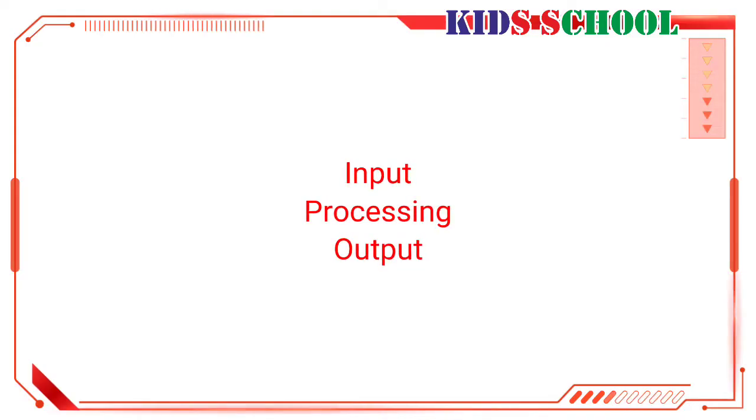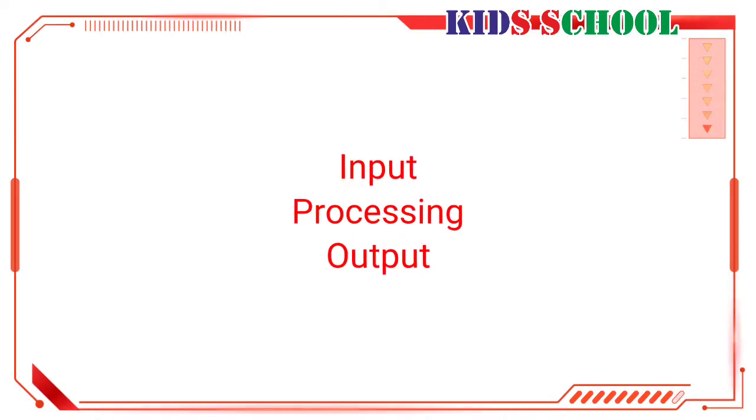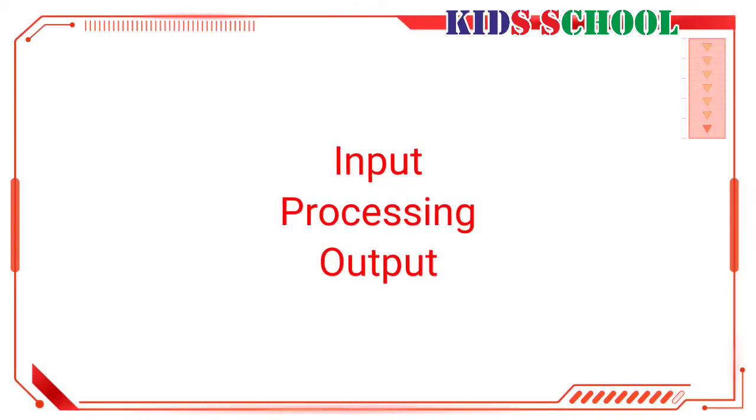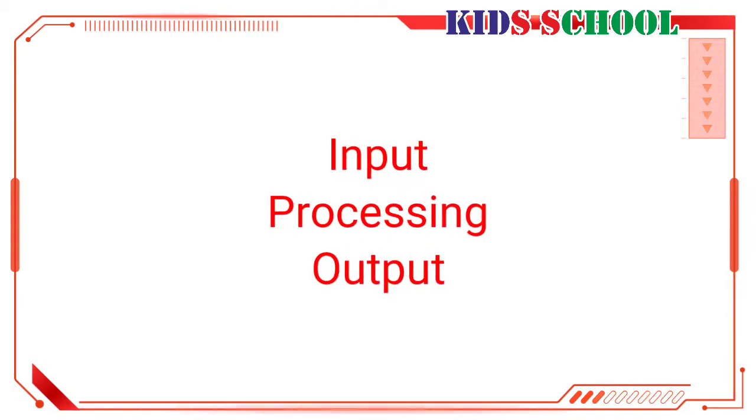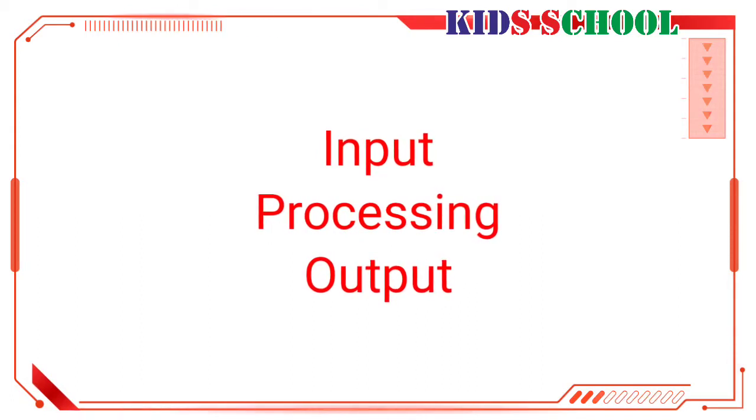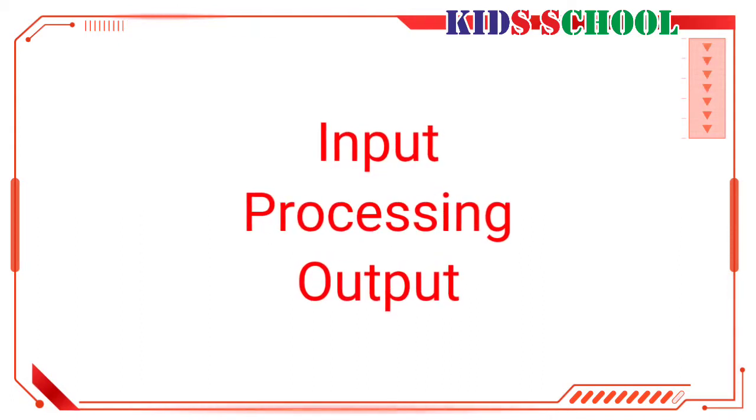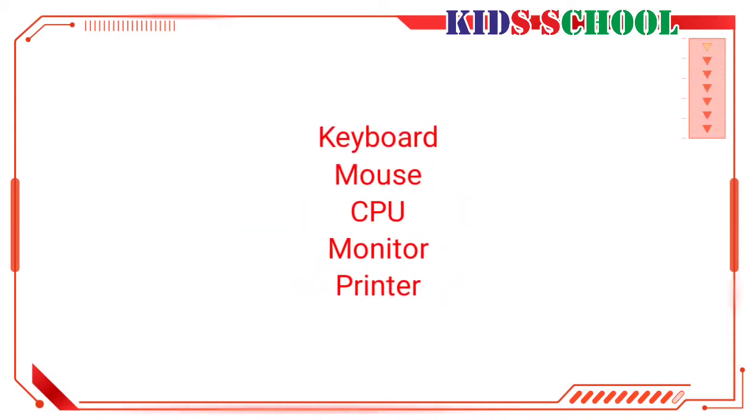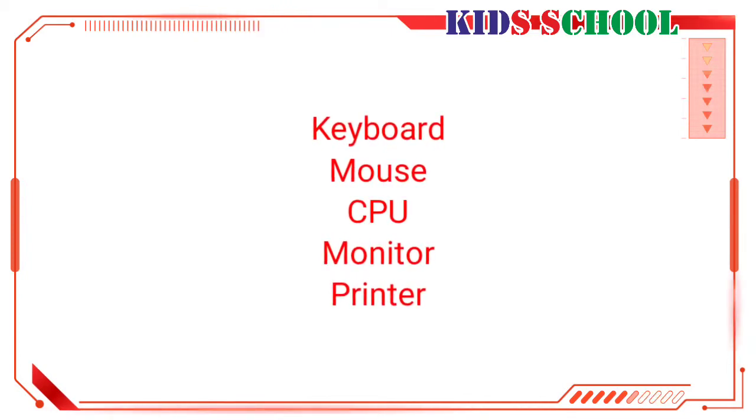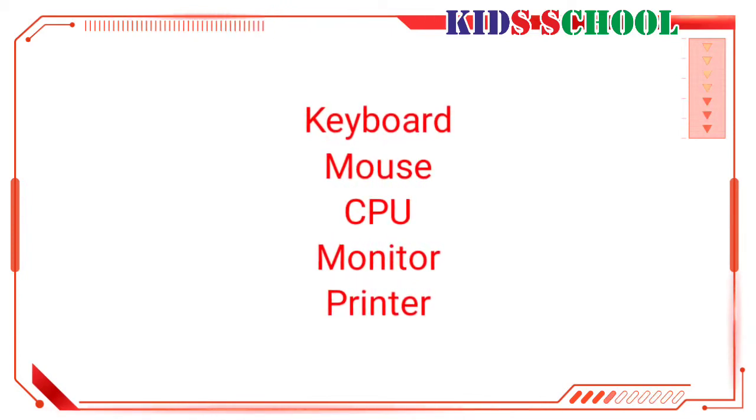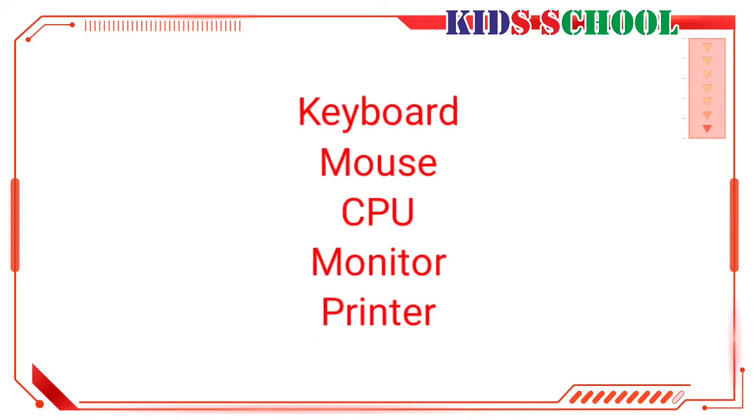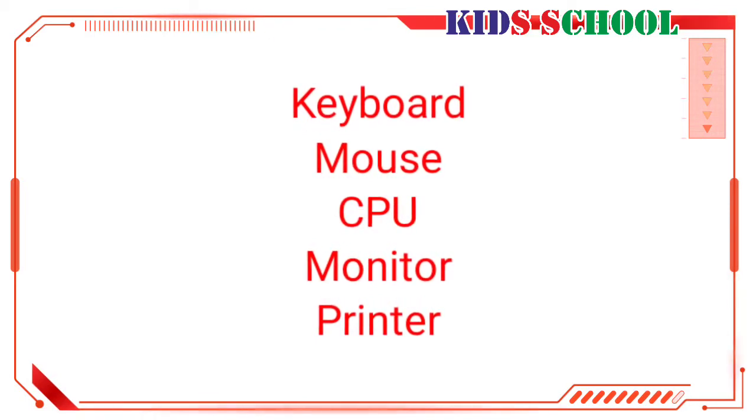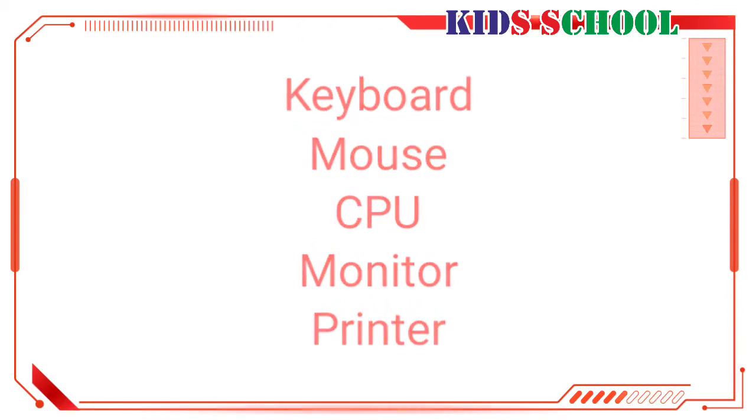Dear students, the main functions of a computer are input, processing, output. So a computer might be made up of devices that are used for input, processing and output. A computer is made of 5 main devices: keyboard, mouse, CPU box, monitor and printer. Each of these devices has a special function to perform.